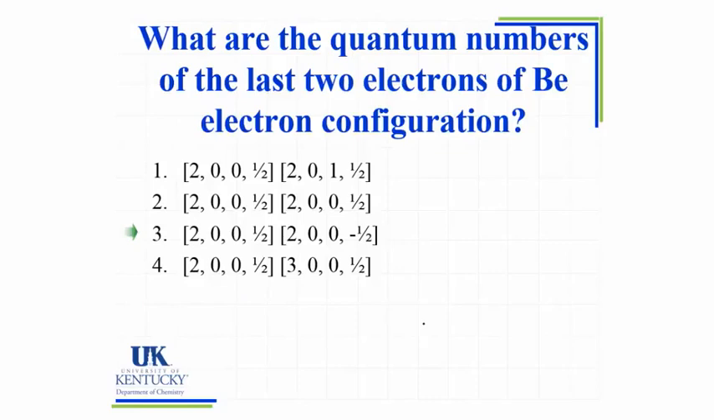If you said it was number 3, then you are correct. We have them both in the same orbital. If the first 3 numbers are exactly the same, that represents they're in the same orbital, but they are spinning in opposite directions. So that's the quantum numbers for that.